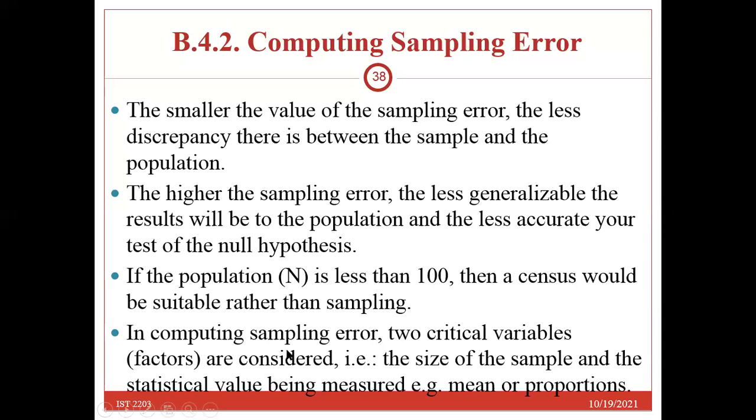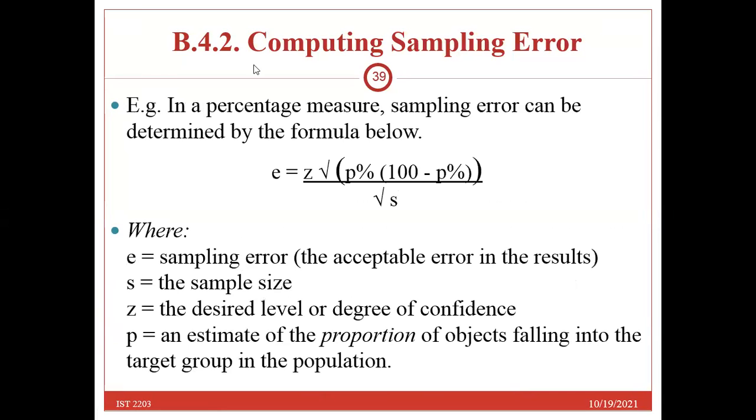In computing sampling error, there are two critical factors that are considered: the size of the sample and the statistical value being measured, whether you're looking for mean or proportion. And if we had been looking for a proportion, the sampling error is calculated with this equation. E is the sampling error, S is now the sample size, Z is the desired confidence level, and P is the proportion.